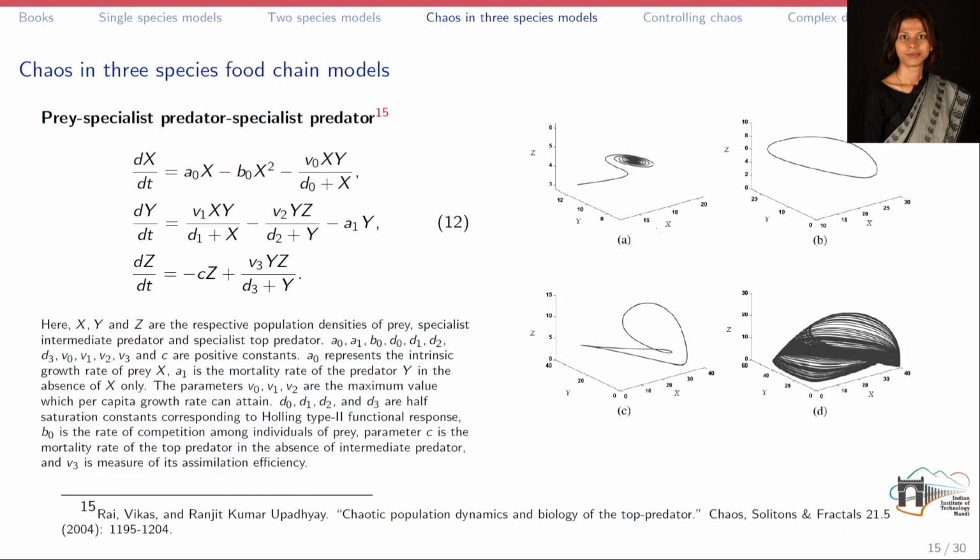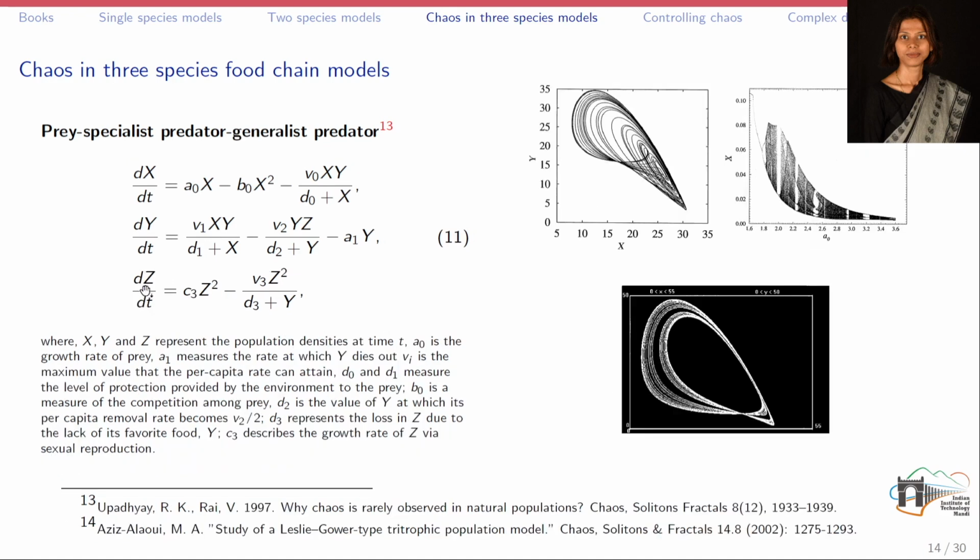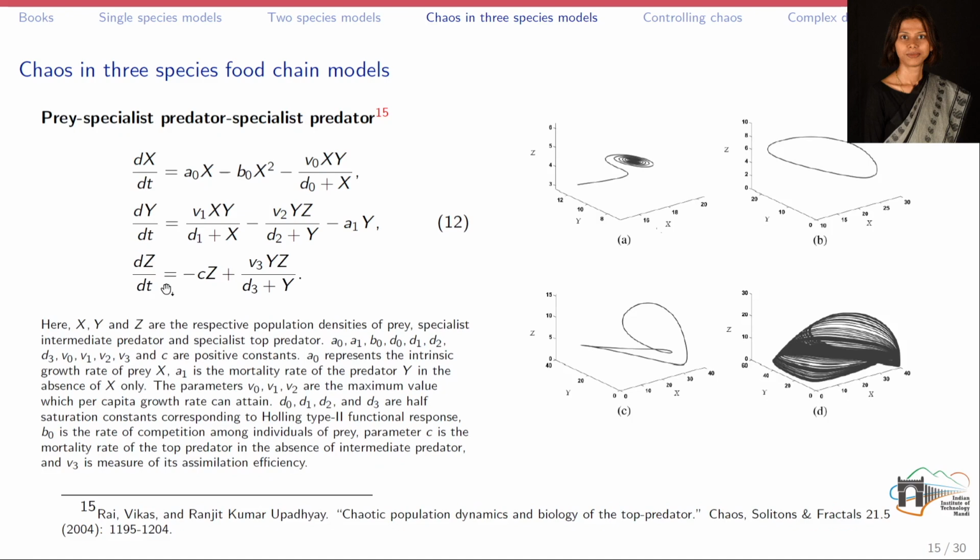Let us move to the next three species mathematical model. So this is also studied in literature. So here your top predator, how is it different from the previous case? In the previous case, the top predator which was considered is of generalist type. In this particular model, the top predator is of specialist type. So here X is the prey population, Y is the intermediate predator population which is of specialist type, and Z is the top predator population which is again considered to be of specialist type.